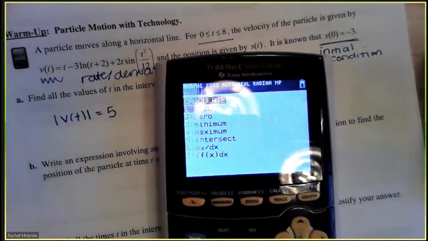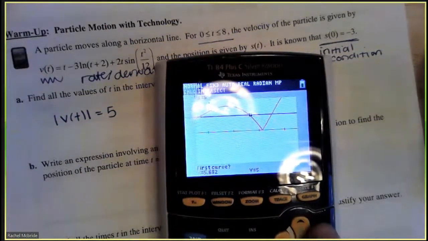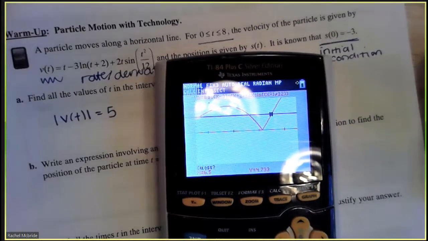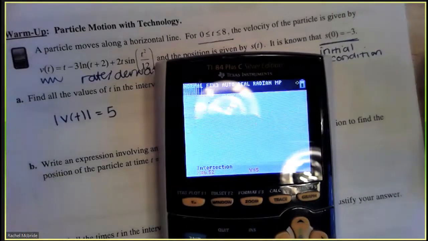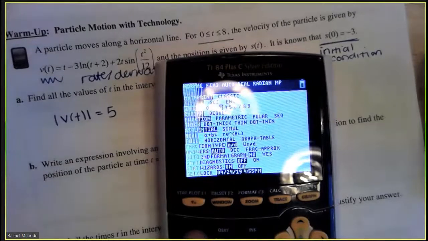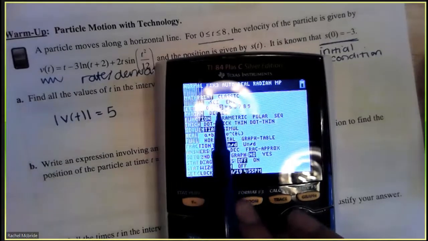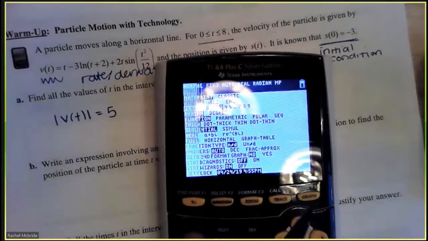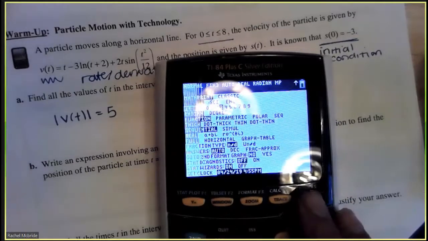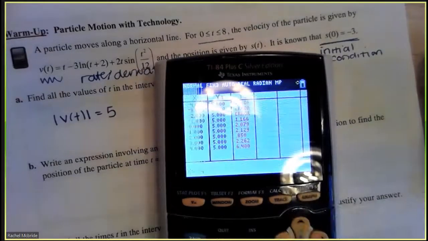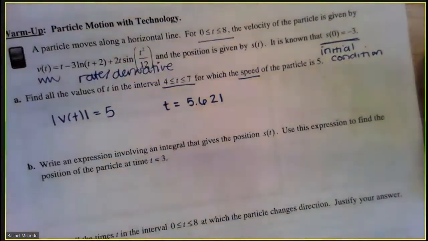I'm going to go over to second trace, go to intersect, and I'm going to go over to that second point, enter 3 times, and I see that they intersect at 6.52. And I do have my calculator set to 3 decimals. So if you have yours set to more, you might not have had that same rounding.